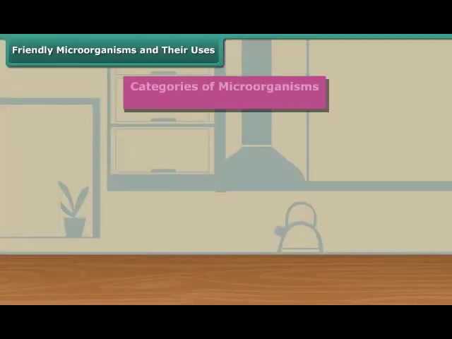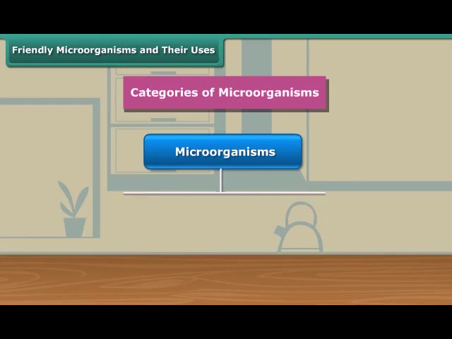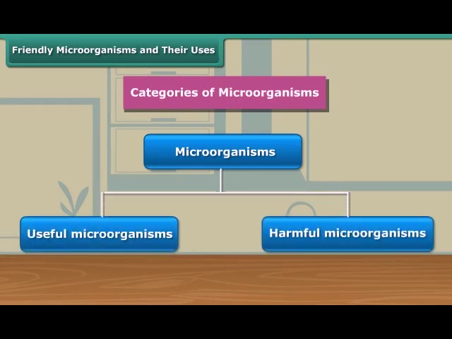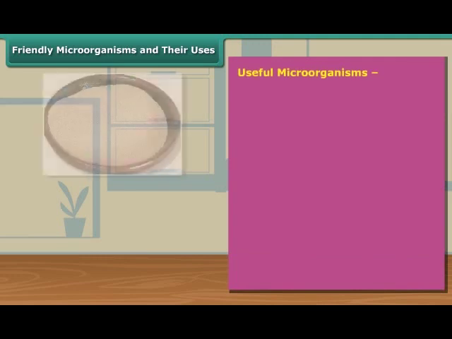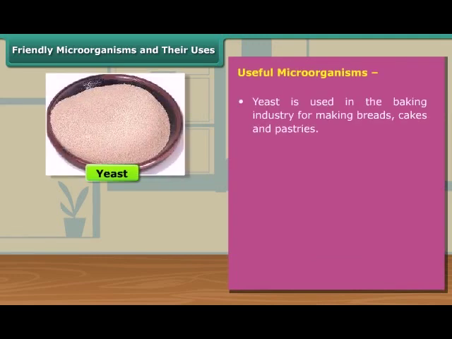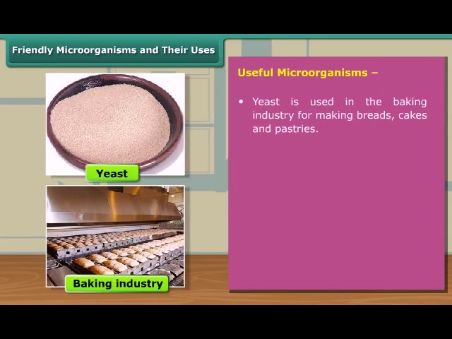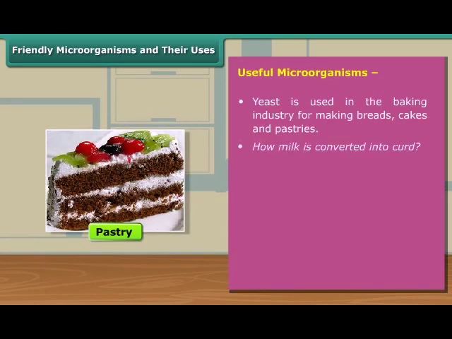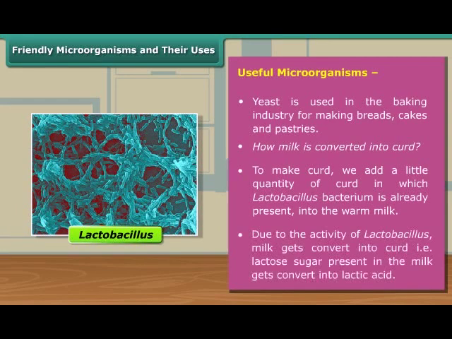Dear students, these microorganisms are broadly categorized into useful microorganisms and harmful microorganisms. Now we discuss the friendly activity of a microorganism in detail. One such friendly microorganism is yeast. Yeast is used in the baking industry and our homes for making breads, cakes, and pastries, etc. The bacterium lactobacillus is useful to make curd from milk.